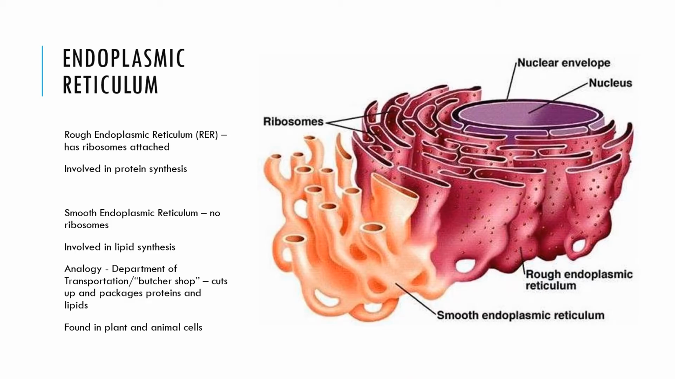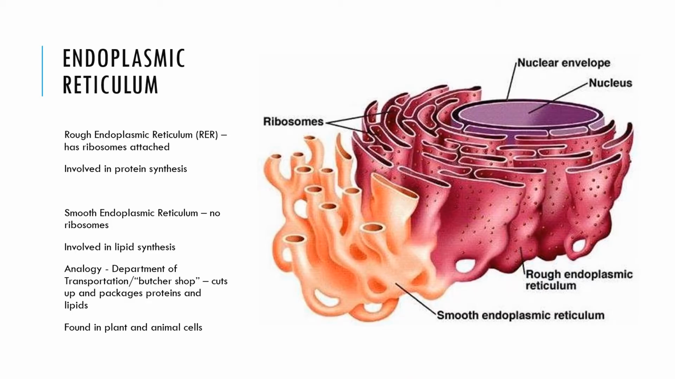The rough endoplasmic reticulum is involved in protein synthesis, and that is because ribosomes will make protein and the endoplasmic reticulum will help to transfer that protein to another structure known as the Golgi apparatus. The smooth endoplasmic reticulum does not have ribosomes attached, and we will find that it is not involved in protein synthesis, but it is involved in lipid synthesis.